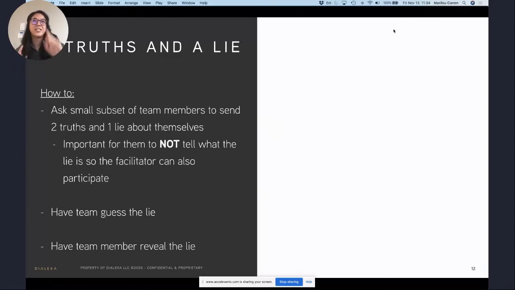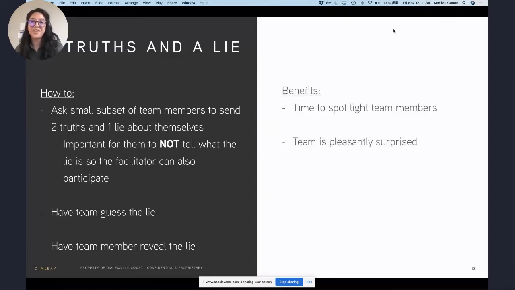It's important that whoever is facilitating this warm-up, for the person to not say what the lie is, so the facilitator can be purposely left in the dark. Have the team guess the lie based on what they know about the team member, and then once everyone has come to a conclusion or no conclusion, the team member who provided that information reveals the lie. So again, this is a safe, fun way to spotlight team members. And what I've seen every time I've done this is the team is pleasantly surprised at what the lie is and what the truths are.